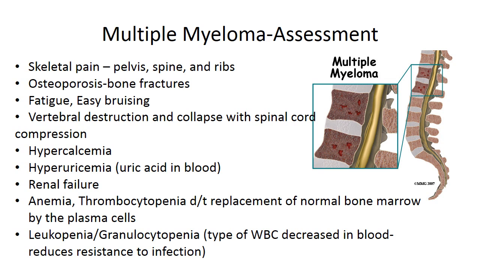Anemia and thrombocytopenia can also occur in these patients, and that is due to replacement of the normal bone marrow by the plasma cells. So as we know, the plasma cell is taking over the system, and we are not developing our white blood cells, our platelets, or our red blood cells, and that can lead to pancytopenia.